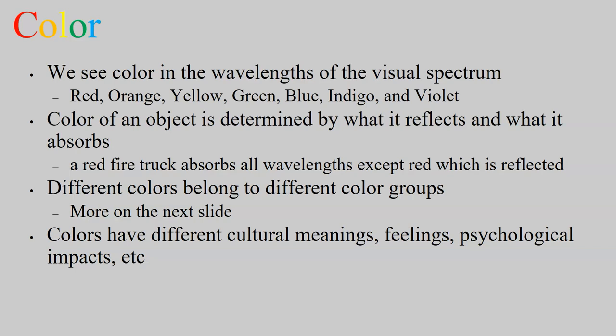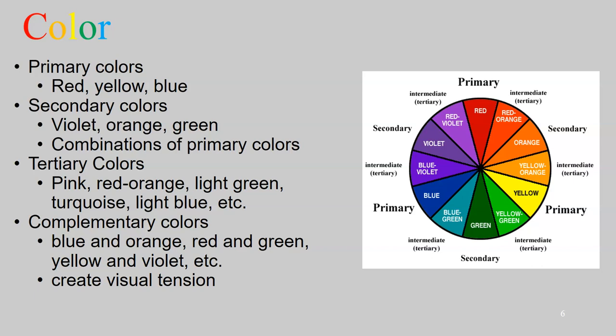Different colors belong to different color groups, and we'll talk about that on the next slide. And colors can actually give off different cultural meanings. They can give you different feelings, or they can even give you different psychological impacts. So when we talk about color groups, we're talking primary, secondary, tertiary, and complementary. We are going to talk more in detail about these later, but you can see here kind of what makes up each of those color groups.